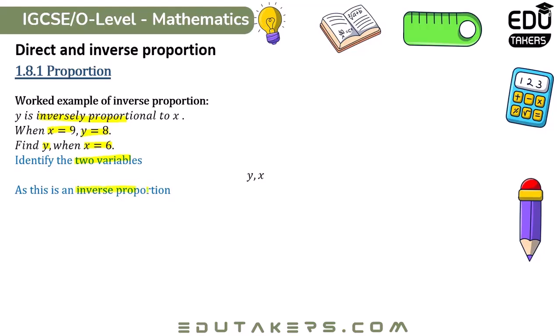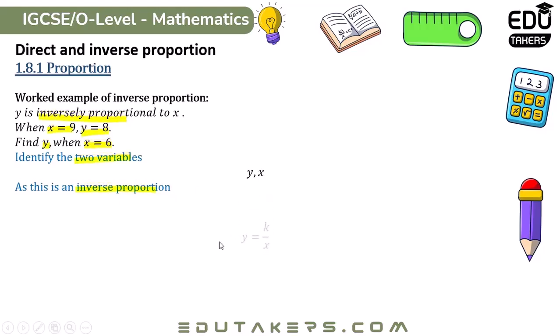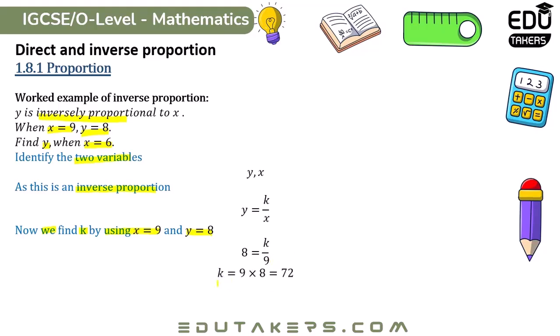As this is an inverse proportion, y equals k over x. Now we find k by using x is equal to 9 and y is equal to 8. So 8 will be equal to k over 9, and from this k equals 9 times 8 equals 72.